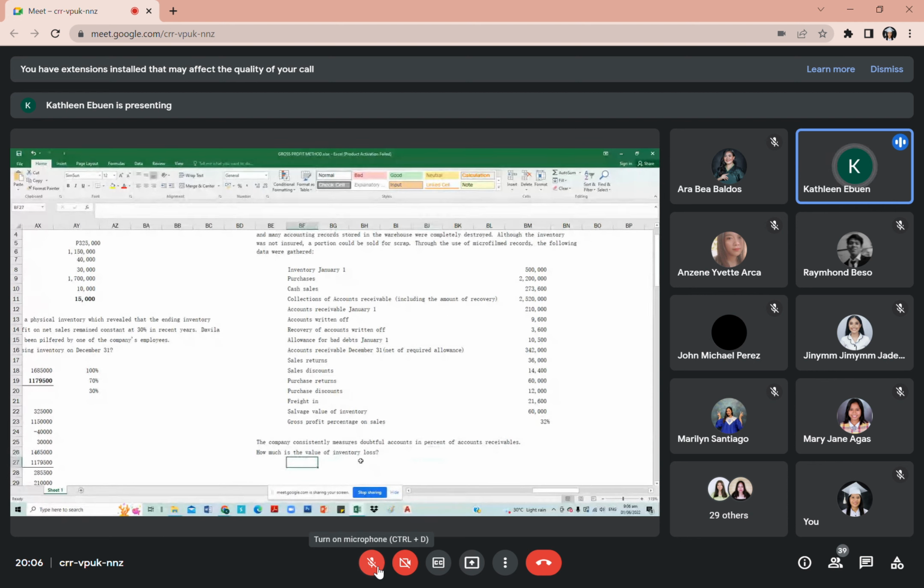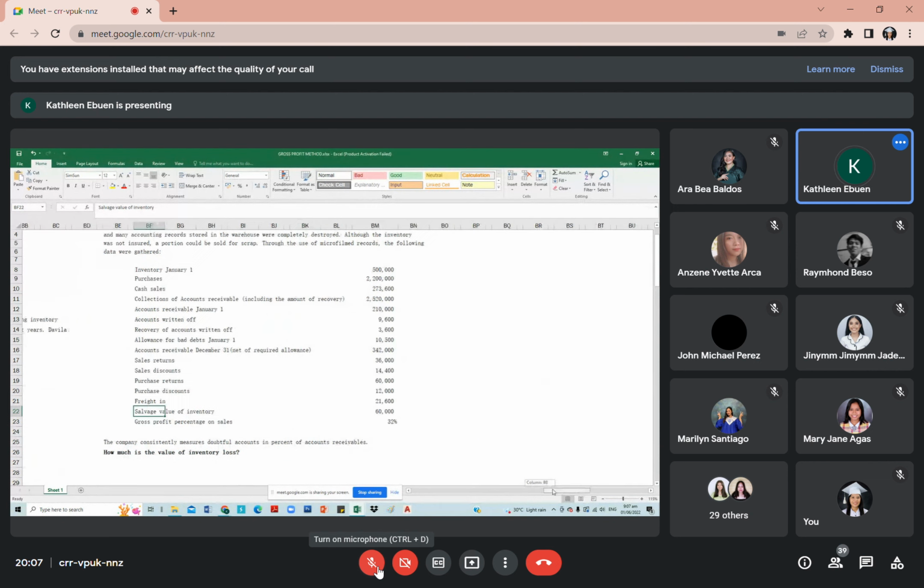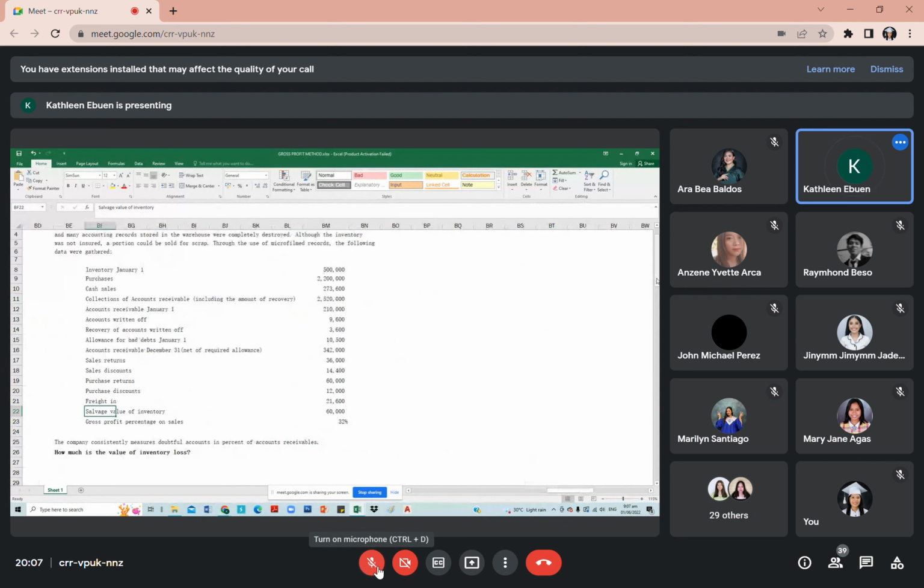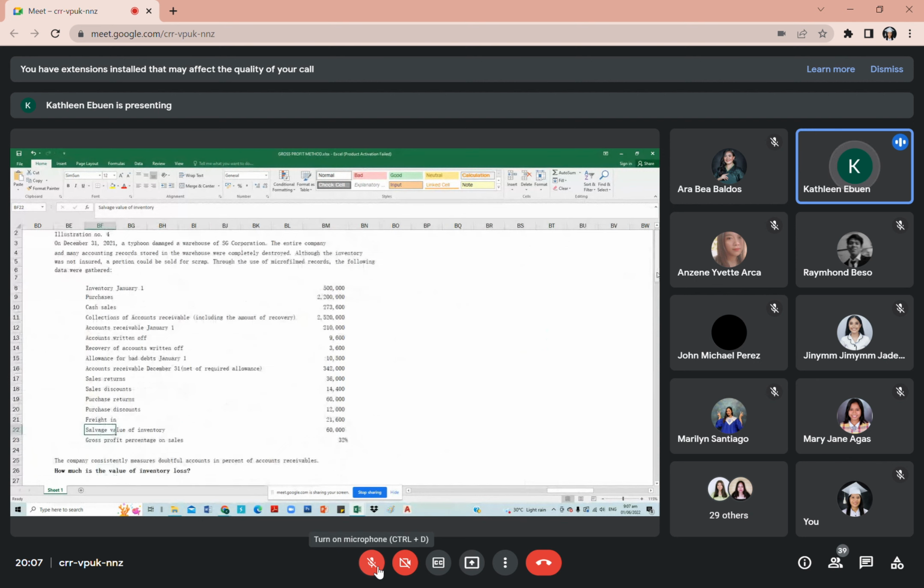So, how much is the value of inventory loss? So, tinatanong how much is the inventory loss. Therefore, material po itong binigay na salvage value of inventory. So, try na natin itong to. Ano yung una nating kukunin, class? Net sales po. Okay, net sales less cost of goods sold is equals to gross profit. So, given ba si net sales? Binigay si cash sales. How about the credit sales? We have to compute.